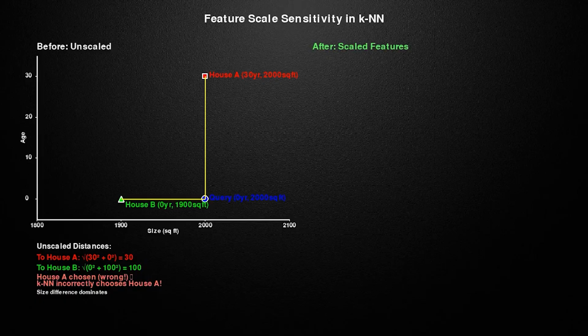KNN says house A is closer. But that doesn't match reality. Buyers care much more about age than about a small difference in square footage. This happens because the numbers themselves are on different scales. Age ranges from 0 to 50 and size ranges from 1000 to 5000. So the size feature dominates the distance calculation, even though it may not be the most important factor.